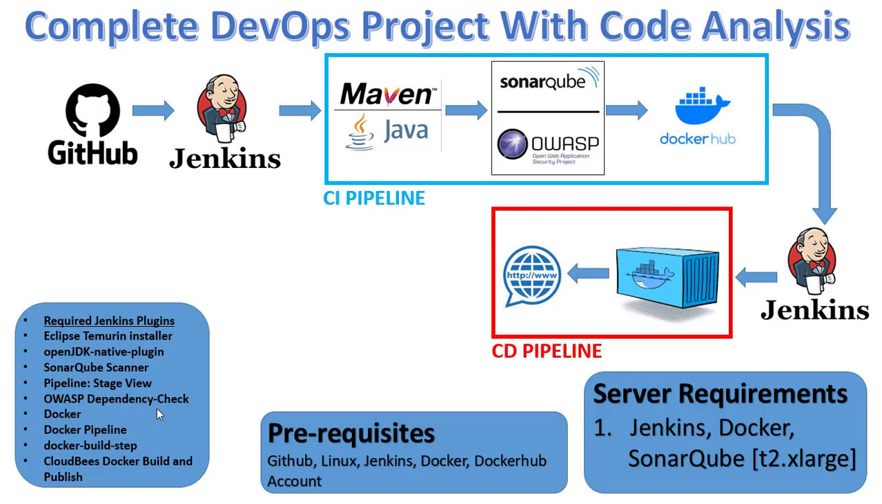Then we'll use the Docker Pipeline, Docker build step plugins, and CloudBees Docker Build and Publish, which will help us to create the image and push it to Docker Hub. And we will use that image to build a container and publish it. So this is a short description of the project.